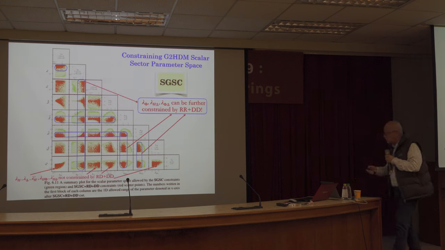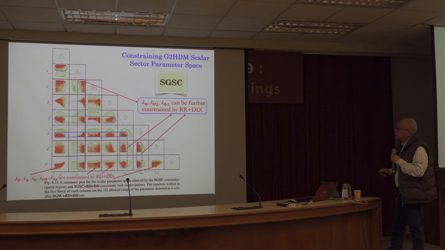So finally, we can put everything together in this part. The green is the EWPT constraint, and then you include the relic density, I have a typo here, and also direct detection. You can see that these three, lambda phi, lambda h delta and lambda phi delta, can be further constrained. The others still have a very big range of parameters allowed by this analysis.